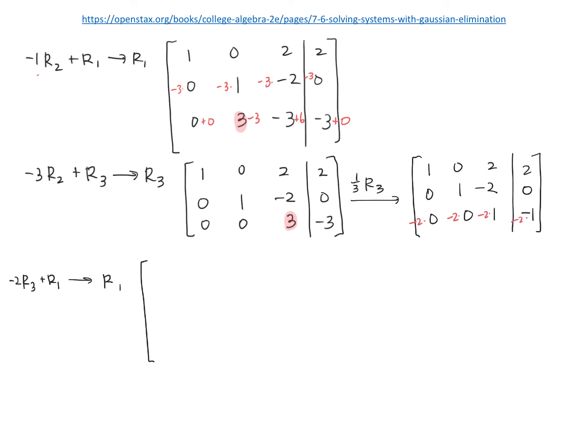So 0 times negative 2 is 0. Negative 2 times 0 is 0. Negative 2 times 1 is negative 2. And then negative 2 times negative 1 is positive 2. And so when I find the sums, I will get 1, 0, 0, 4. Let's see, I think I can do the other one after that.